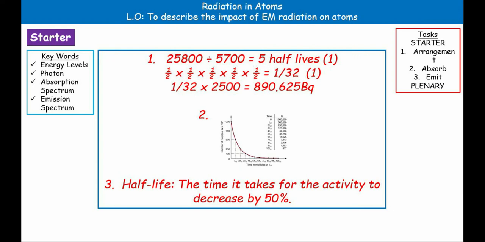But if you actually got the final answer of 890.625 becquerels, then you can just get all 3 marks for this. What we needed to do for that last step is just 1 over 32 times 2,500, our initial activity. So maximum of 3 for question 1.